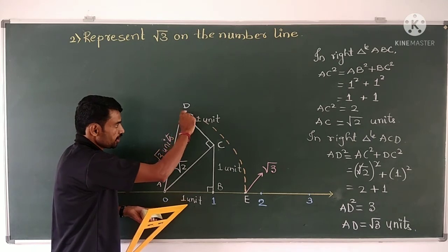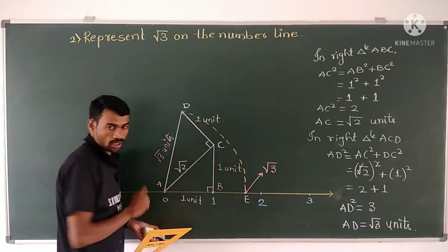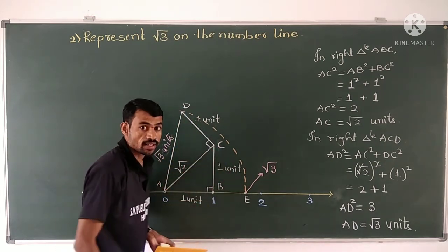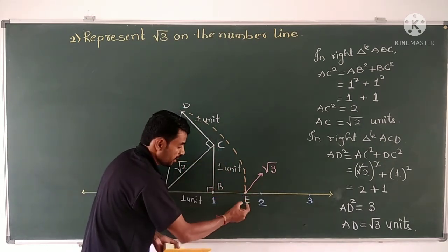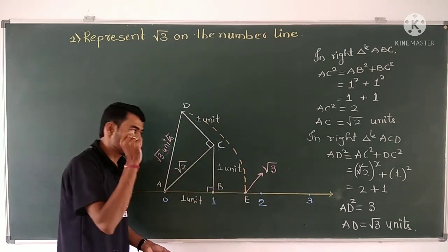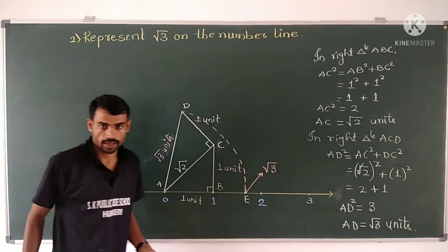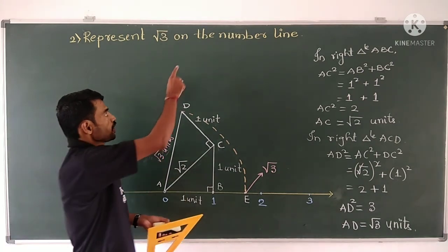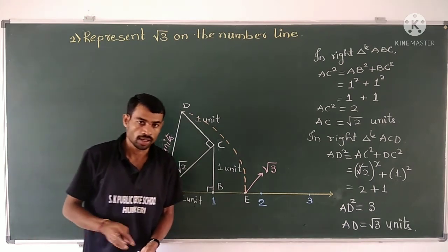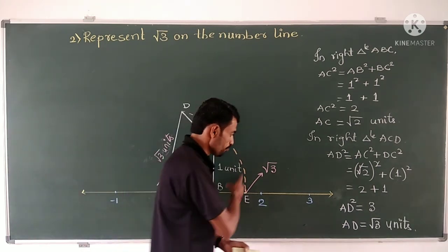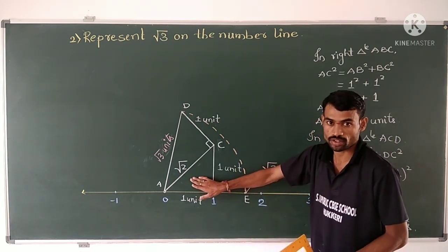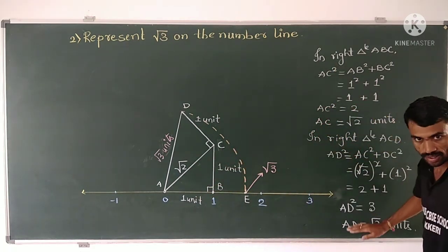With A as the center, draw one arc and that arc intersects the number line at point E. This point is root 3 on the number line. Now what we have done? We have represented root 3 on the number line. And I hope you understood this. So along with this representation, you have to write this also.